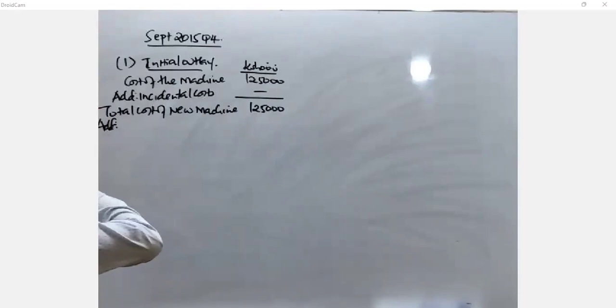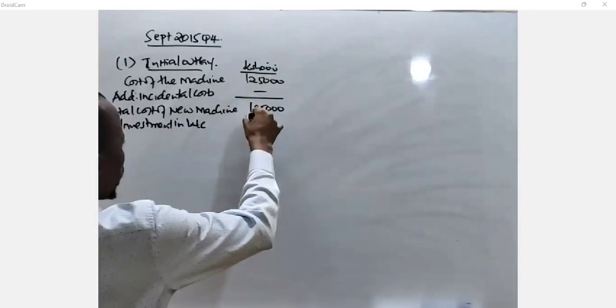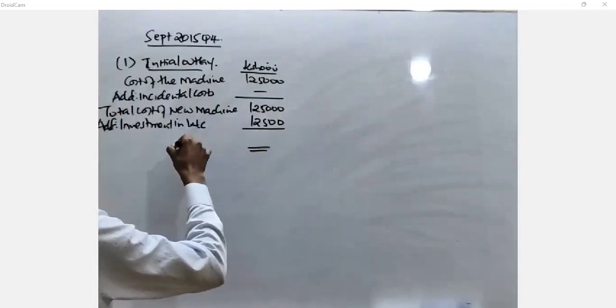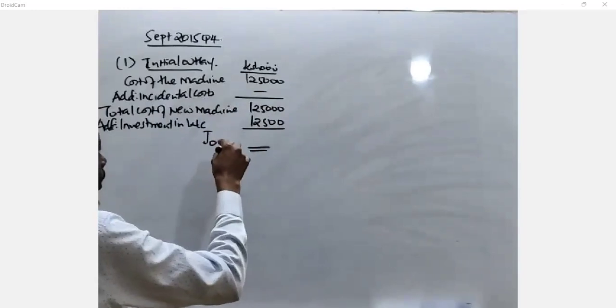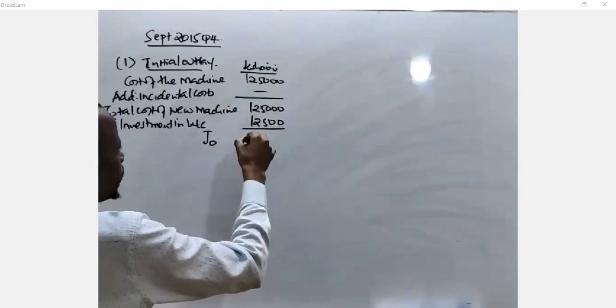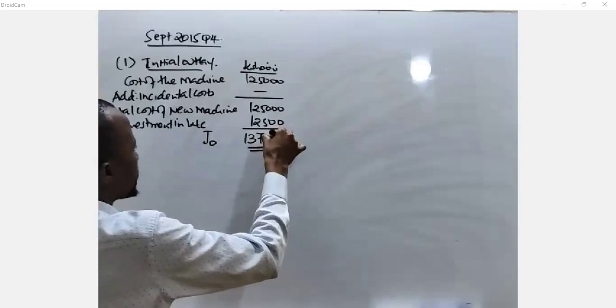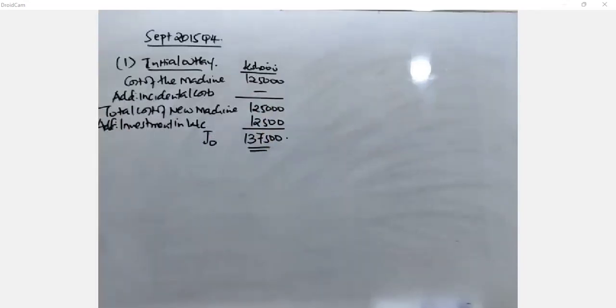Now, let us add the investment in working capital. The investment in working capital, we are being told, is how much? They talked about 12.5 million. In our case, it should be 12,500. What is the initial outlay? Right? It will be 137,500. Correct? That is my initial outlay.